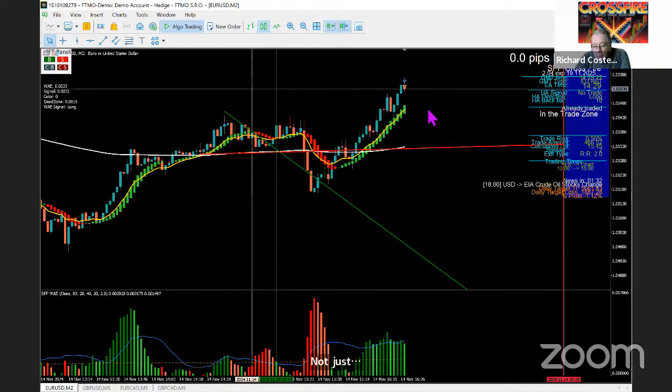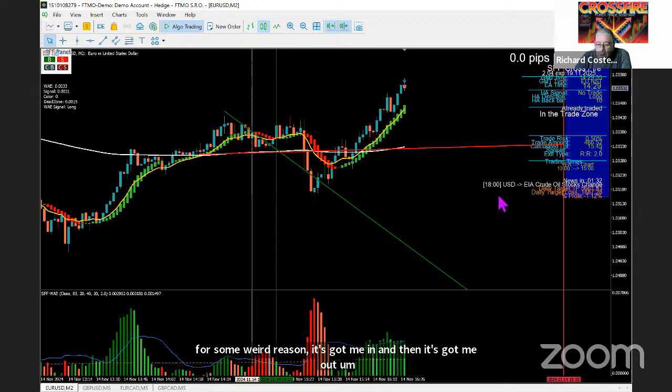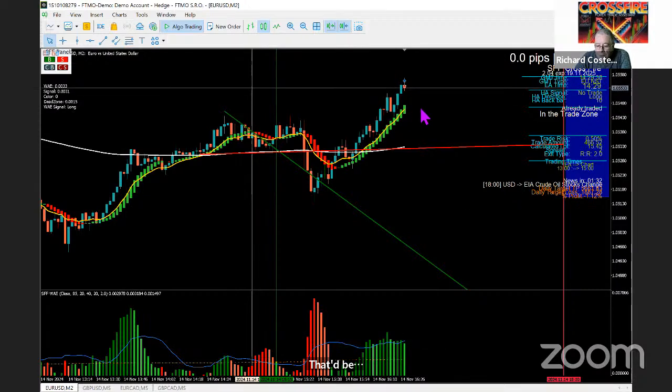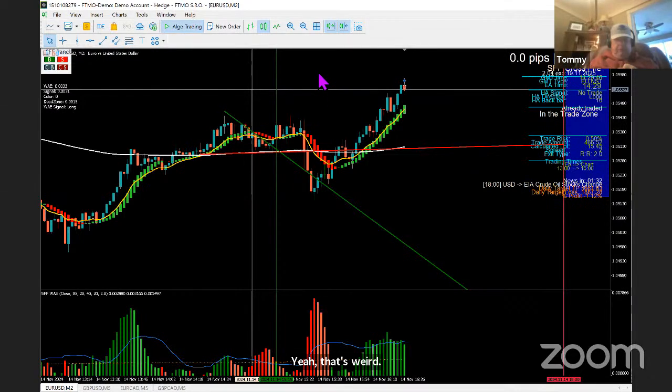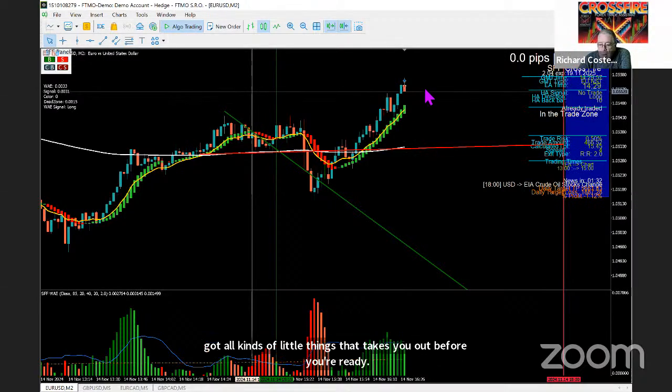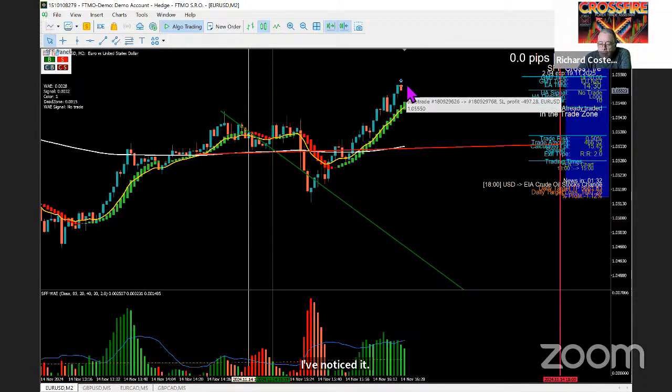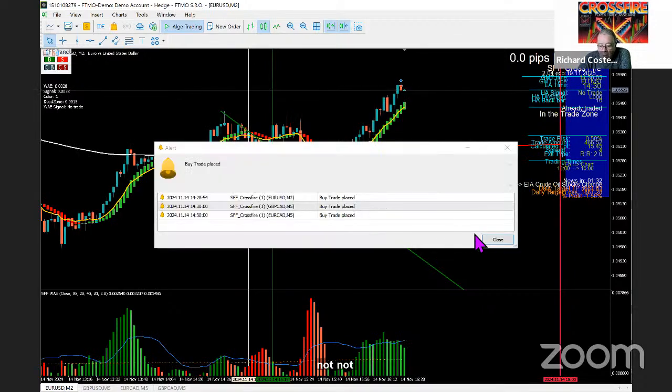So for some weird reason, it's got me in and then it's got me out. Yeah, that's weird. It may have been that moving average crossing the red line there or something. It's got all kinds of little things that take you out before you're ready. I've noticed it. Oh, it's automatically got me in a buy trade, so let's have a look at that.